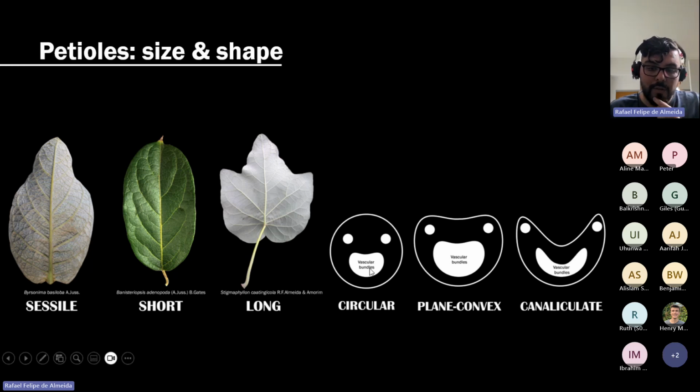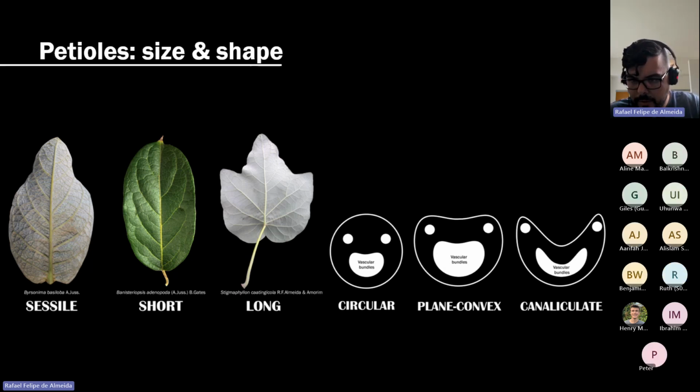So most of them will be circular. So why do we have these smiley faces here? They are actually the transversal cut of the petiole. So you take the petiole and you cut here transversely, and you're going to see the vascular bundles. The vascular bundles are grouped this way in Malpighiaceae, with a large one below and two upper ones, making this smiley face. So it's very, very useful for us to see the shape of the petiole this way, because I think it's easier for us to visualize.